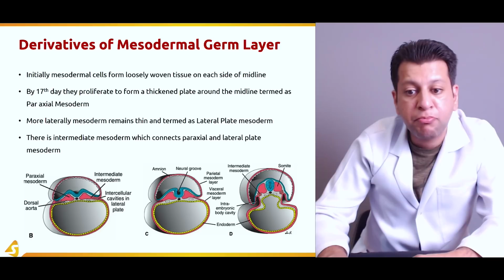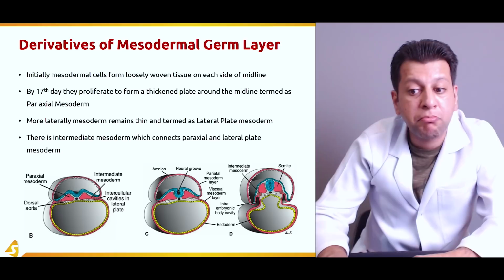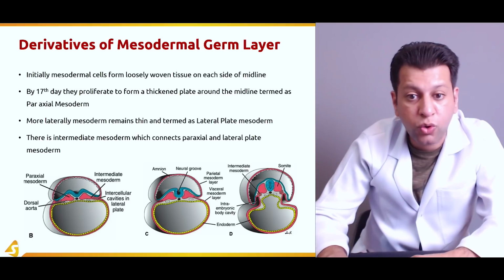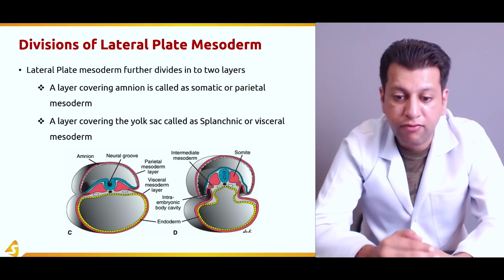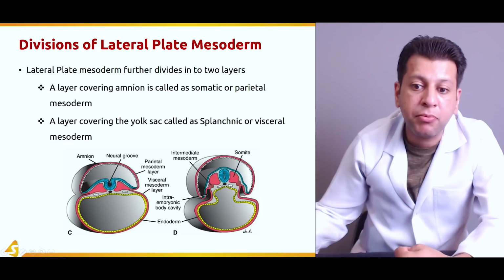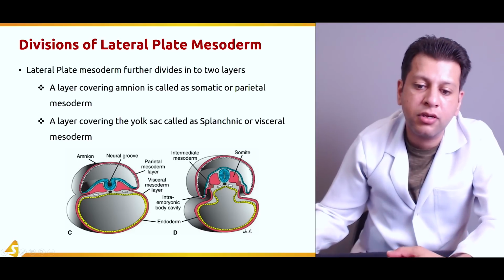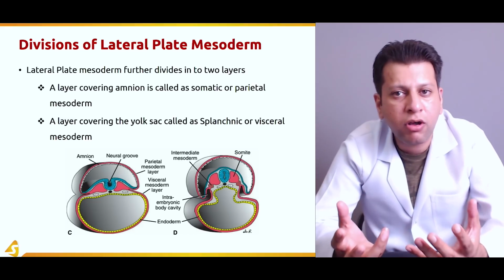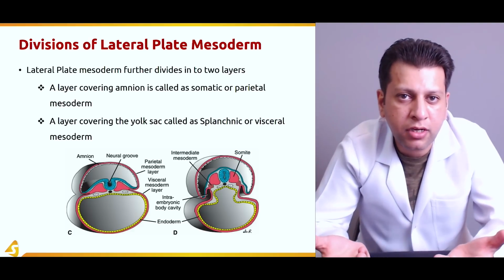By the 17th day, they proliferate to form a thickened plate around the midline, termed the paraxial mesoderm. More laterally, mesoderm remains thin and is termed the lateral plate mesoderm. There is intermediate mesoderm which connects the paraxial and lateral plate mesoderm, which I just told you. How this lateral plate mesoderm is divided, I've already discussed a bit. The lateral plate mesoderm further divides into two layers: the parietal layer and the visceral layer. Always remember, viscera means organs. The layer surrounding the organs would be the visceral layer, and other than that would be the parietal layer.